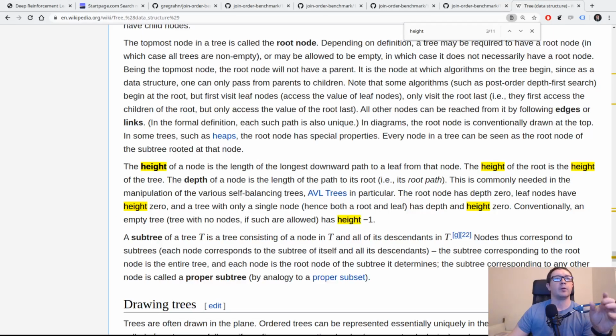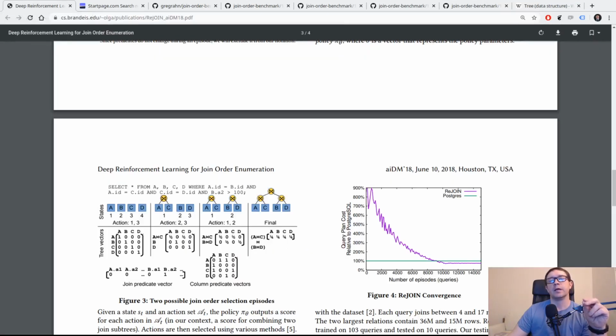Let's take a look at Wikipedia. It says the height of a node is the length of the longest downward path to a leaf from that node. The longest downward path. So if we take a look here, the longest downward path from A to C has 2 edges, 2 little lines here. So 1, 2. So it's 1 over 2, so 1/2. And that's symmetric with respect to A and C.